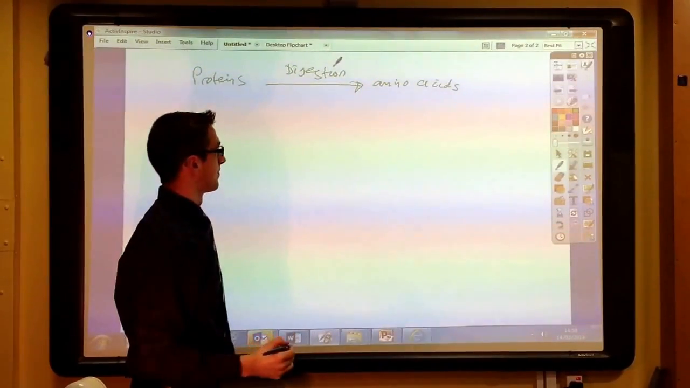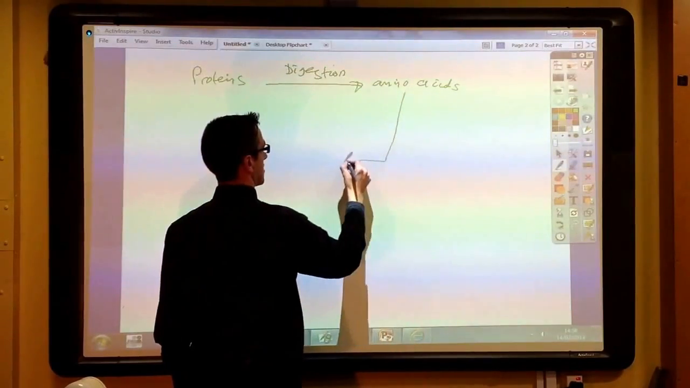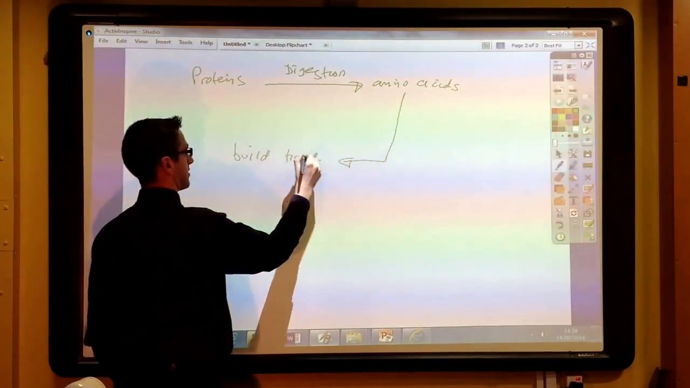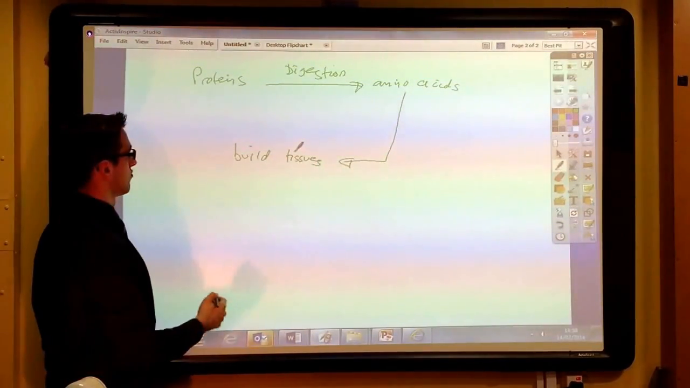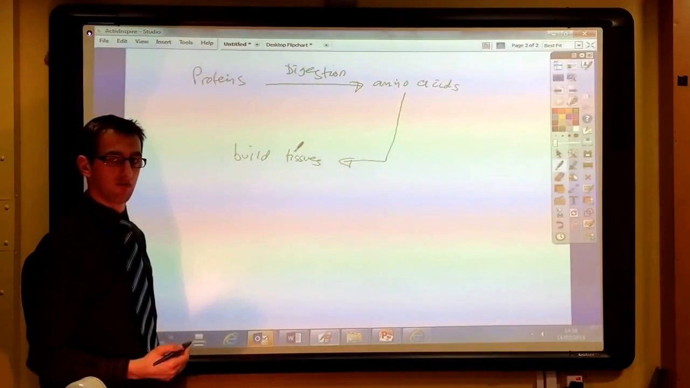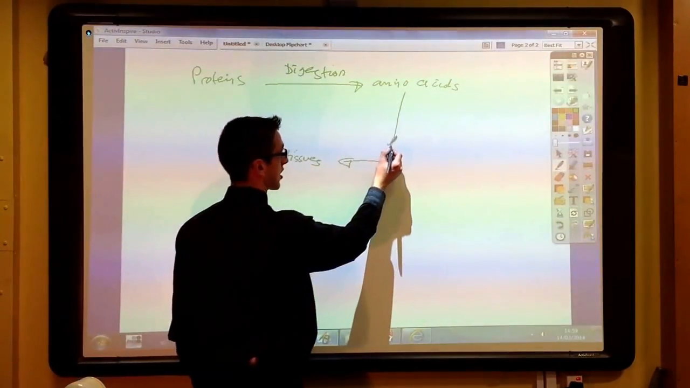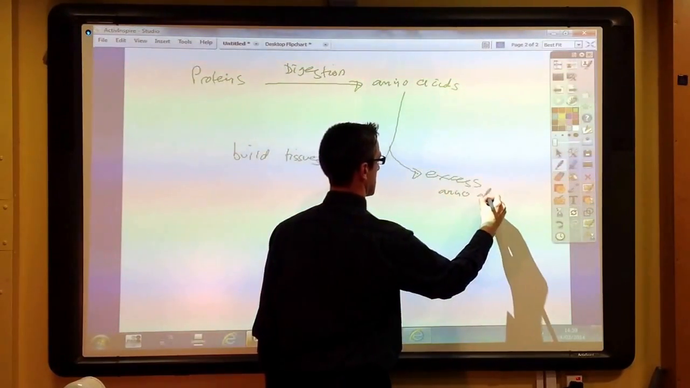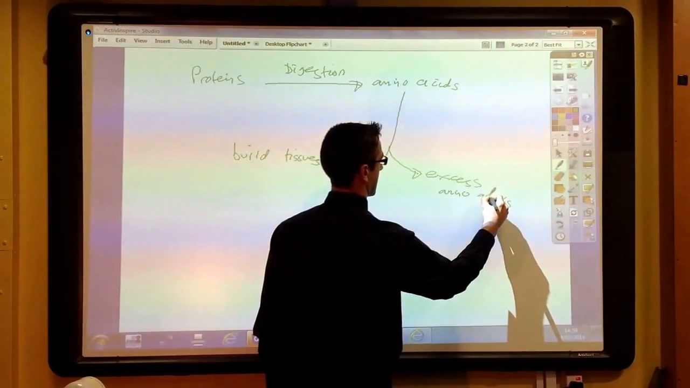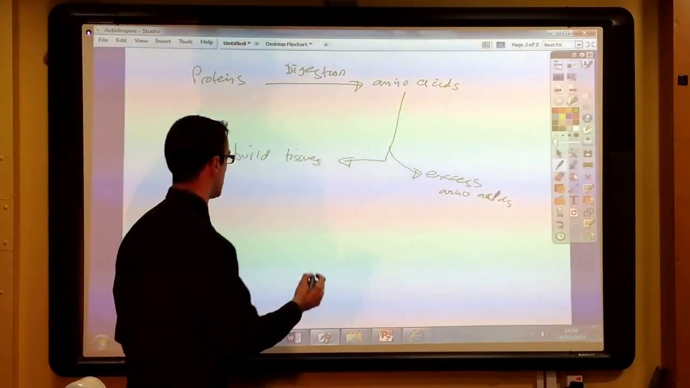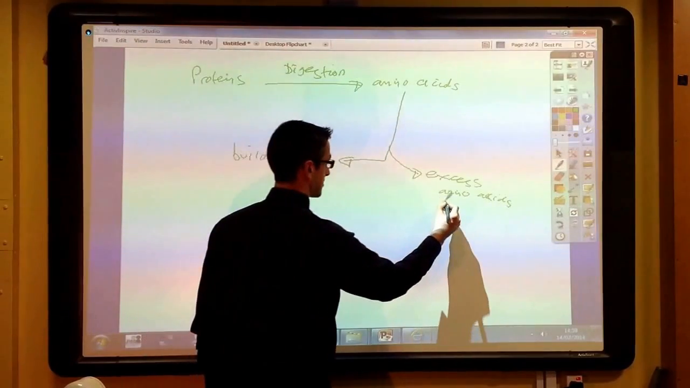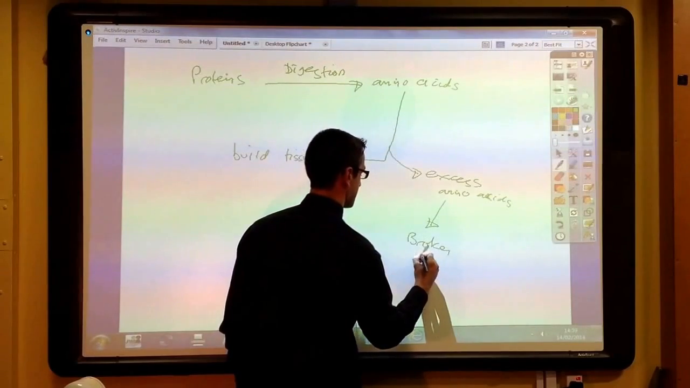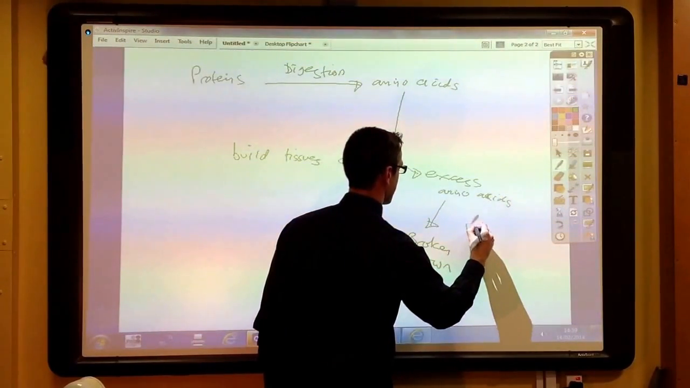Some of those amino acids will be used to build tissues within our bodies, so creating new proteins, reassorting the amino acids and building up and replacing our own body tissues. Those that can't be used, these excess amino acids, must be got rid of. They cannot be stored in the body. And so therefore, as a result, they must be broken down. And this is a process called deamination.